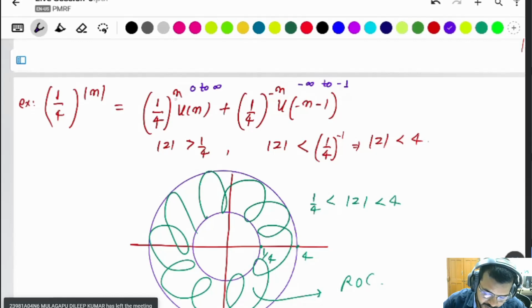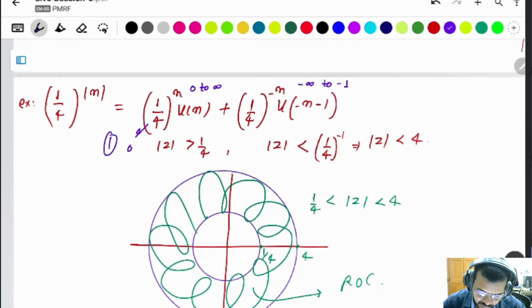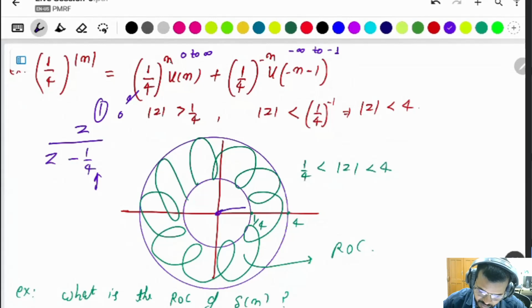If you put infinity here, then this value will be 0. If you put 0, this value will be 1. But the function of this one will be z minus 1 by 4. If the magnitude is less than 1 by 4, then it goes to 0. At 0, this function will be infinite. That's why the ROC: mod z should be greater than 1 by 4.